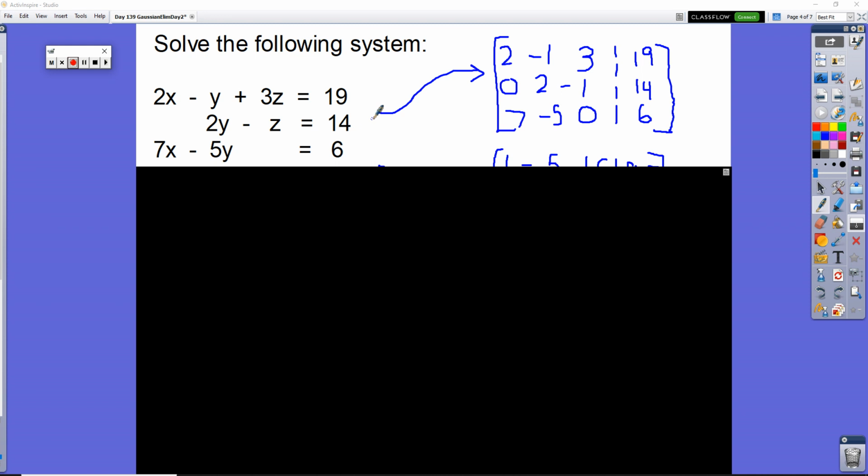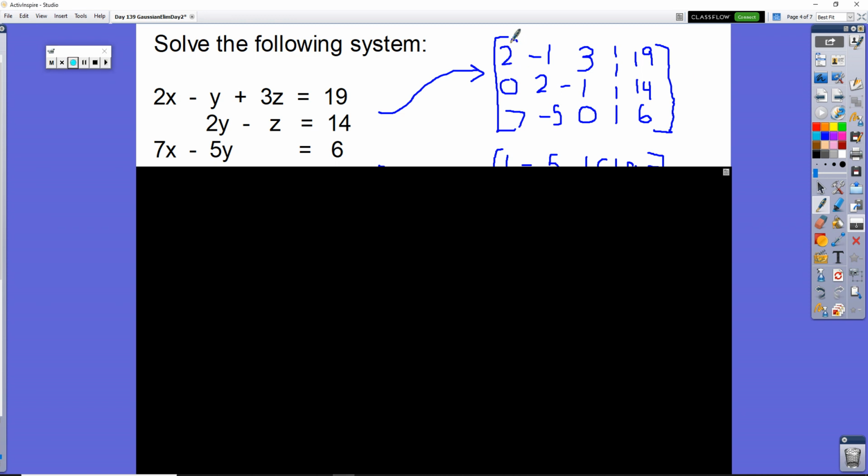And the very first thing you're going to do here is turn this into an augmented matrix. So we're going to take all the letters out of here, just use the coefficients on the left-hand side of the dotted line, and on the right-hand side of the dotted line go these constants, 19, 14, and 6. So there's my system of equations written as an augmented matrix.